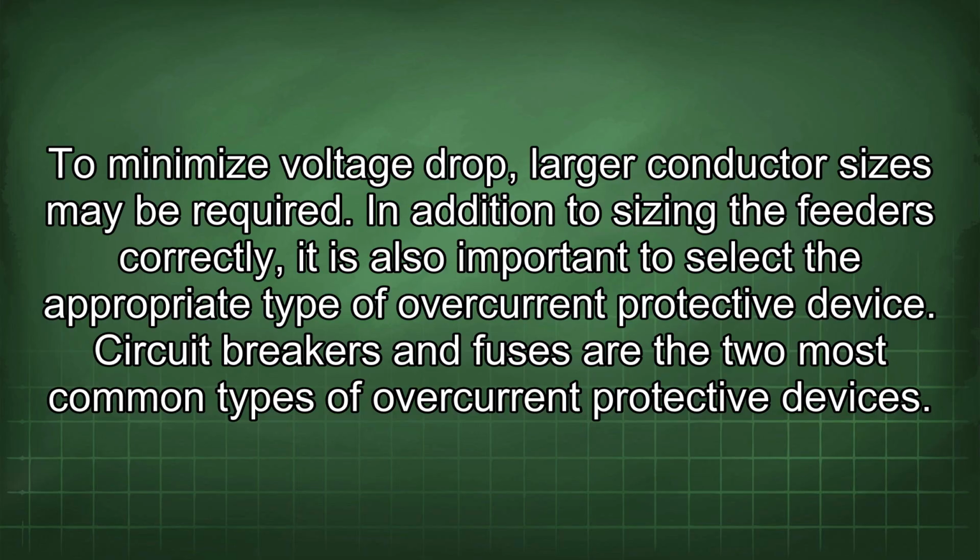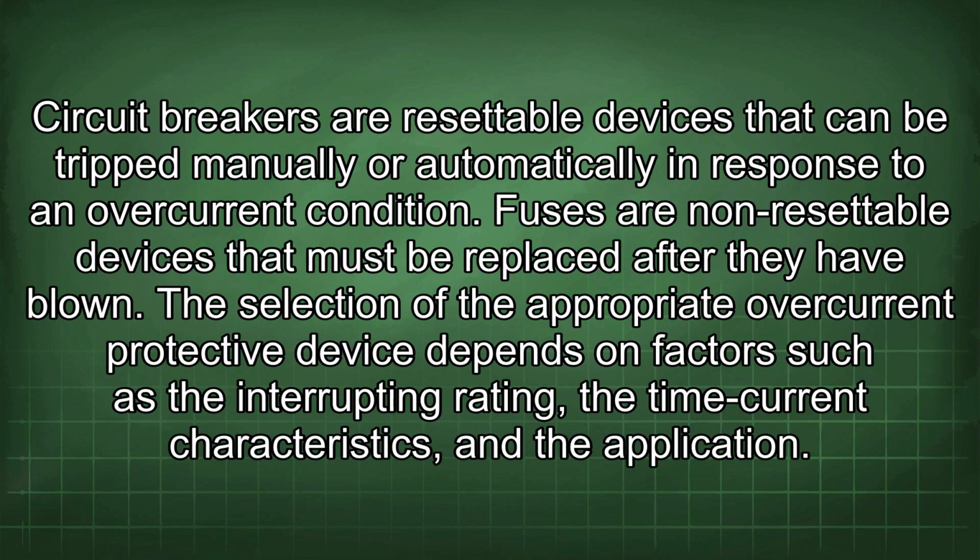In addition to sizing the feeders correctly, it is also important to select the appropriate type of overcurrent protective device. Circuit breakers and fuses are the two most common types of overcurrent protective devices. Circuit breakers are resettable devices that can be tripped manually or automatically in response to an overcurrent condition. Fuses are non-resettable devices that must be replaced after they have blown.